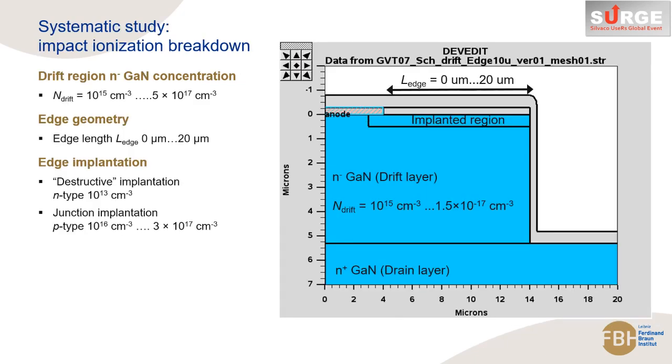In this example, we would like to understand the influence of the following variations on the device breakdown. The drift region net carrier concentration between 1 times 10 to the 15 and 5 times 10 to the 17 per cubic centimeter. The edge length, which is the implanted top surface width from the active area to the edge termination, and the implanted top surface p-type doping concentration up to 3 times 10 to the 17 per cubic centimeter.